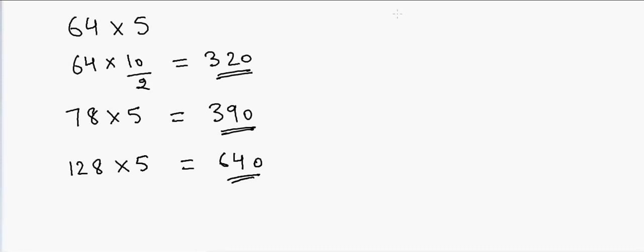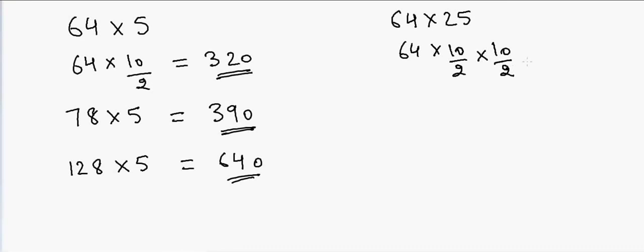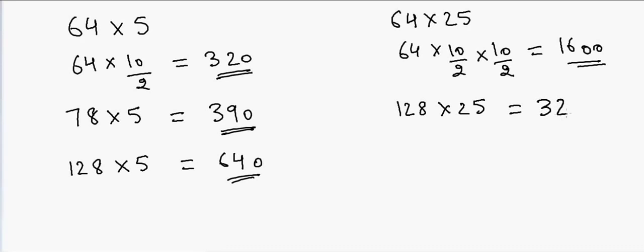Another trick is to multiply by 25. So if I have to multiply 64 by 25, then we can write this as 64 into 10 by 2 into 10 by 2. So we have to take half of 64 two times. In that case, half of 64 is 32, half of 32 is 16. The answer is 1600. Again, if I have 128 and want to multiply by 25, in that case it will be equal to half of 128 is 64, and half of 64 is 32, so it's 3200.